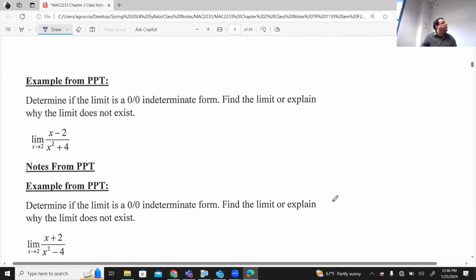Like, for example, you may look at this one and you're like, uh-oh. But if you plugged in 2, you don't get 0/0. You get 0/8. And is 0/8 okay? Yeah, that's 0.